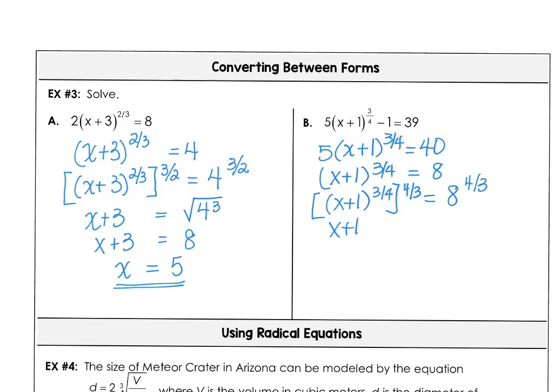So x plus 1 is equal to 8 to the 4/3 power. So we're looking at the cube root of 8, that's 2, and 2 to the 4th, that's 16. So x plus 1 is 16 when x is 15. And again, I'm going to leave the checking to you so you can verify that this is a true statement. We'll move on to using radical equations next.